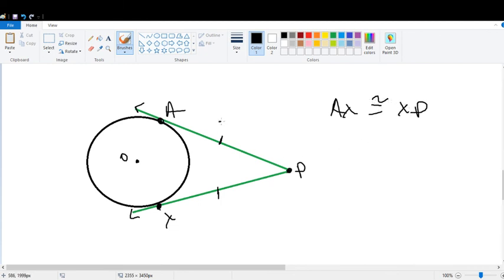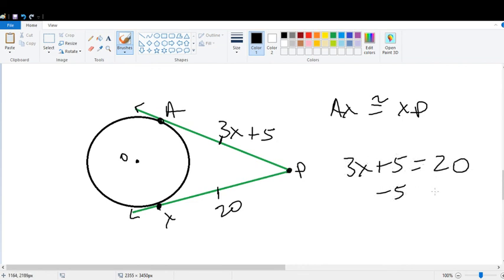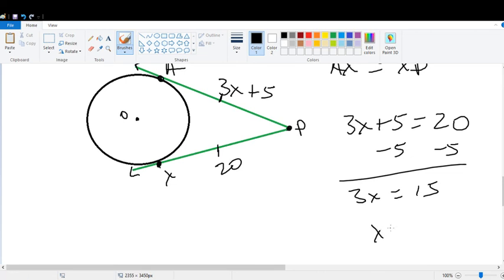And so if this is 3X plus 5, and let's say this is 20, I can solve for X. 3X plus 5 equals 20. Subtract 5 on both sides. 3X equals 15. Divide by 3 on both sides. X equals 5.